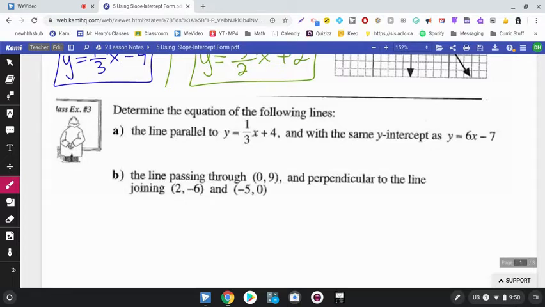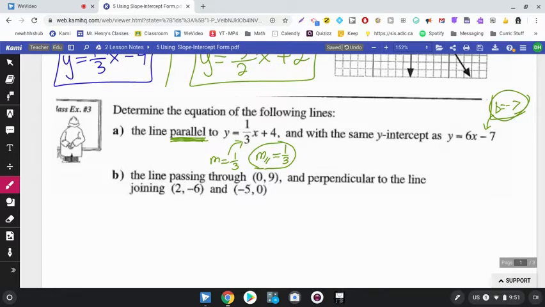So reading again, it says the line has to be parallel. My line has to be parallel to this line. I know parallel means the slopes are the same. So if this line has a slope of 1/3, my slope, or a slope parallel, would also equal 1/3. So there you go. I found my slope. And then it says if it has the same y-intercept as this one, I don't care about the 6x. I just care about the b value of -7. So mine will have a b value of -7.